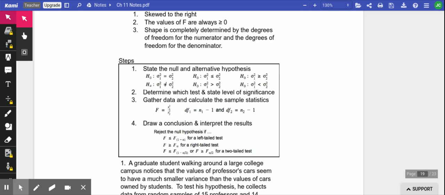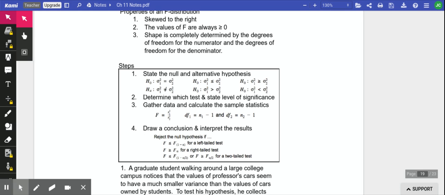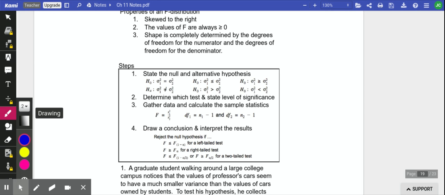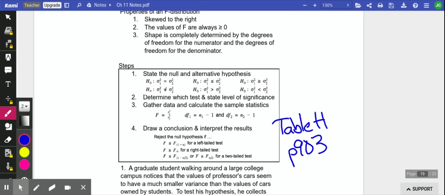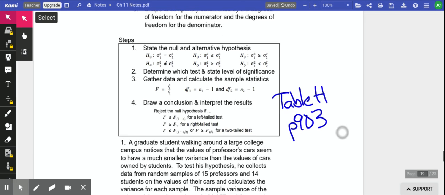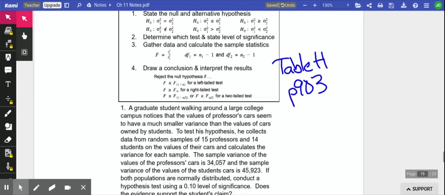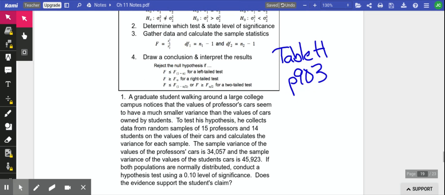So for rejection regions, we use this F that we calculate here, and we compare it to the value of F that we look up on a table. This table can be found on page 903. This is table H, and it starts on page 903. It's a really long table. This is not on the yellow formula sheet. It's too big of a table to be on the yellow sheet, so you'll have to look it up in the back of your book.